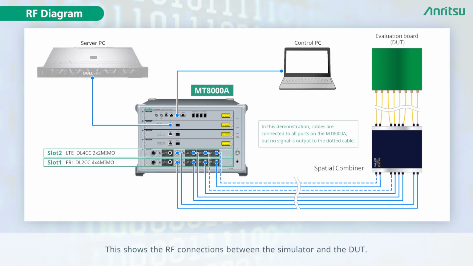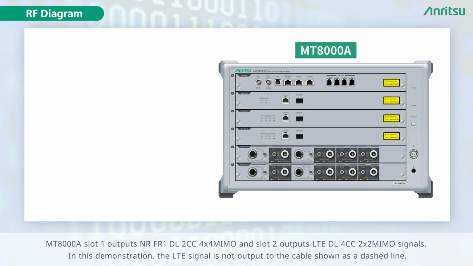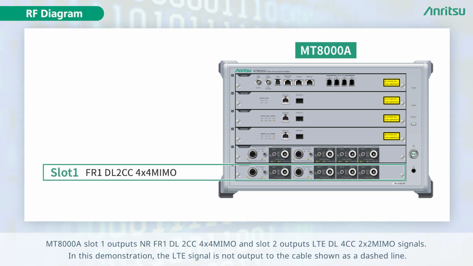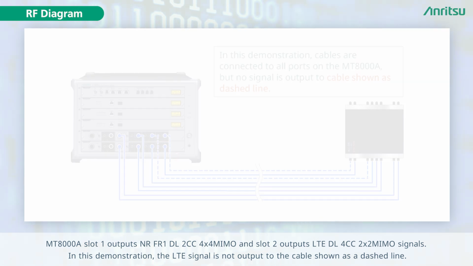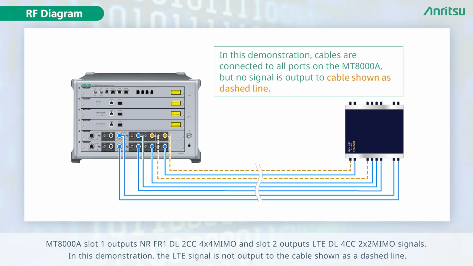This shows the RF connections between the simulator and the DUT. MT8000A slot 1 outputs NR FR1 downlink 2CC 4x4 MIMO and slot 2 outputs LTE downlink 4CC 2x2 MIMO signals. In this demonstration, the LTE signal is not output to the cable shown as a dashed line.